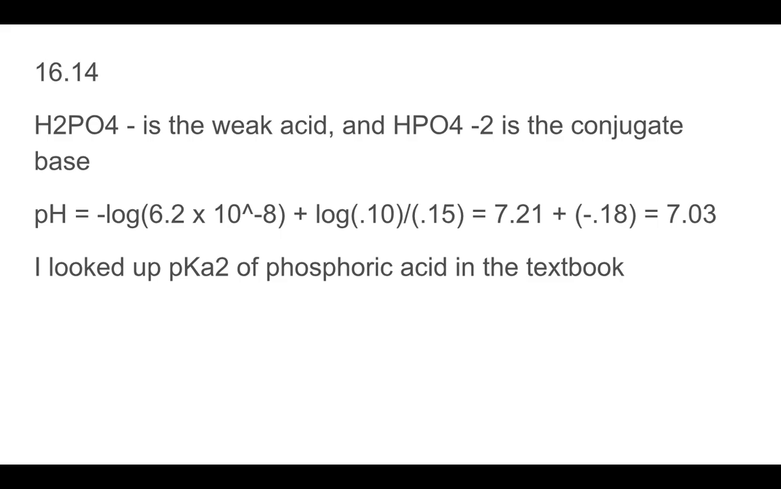16.14 gives a buffer which is composed of dihydrogen phosphate, a weak acid, and hydrogen phosphate or monohydrogen phosphate minus 2, the conjugate base of dihydrogen phosphate. So I went in the textbook and I looked up the Ka2 of phosphoric acid, and it was 6.2 times 10 to the minus 8. So the pH will equal the negative log of 6.2 times 10 minus 8 plus the log of 0.1 molar, the molarity of the conjugate base, HPO4 minus 2, over 0.15 molar, the molarity of the dihydrogen phosphate. So in the end, we have 7.21 plus negative 0.18, or a pH of 7.03. Notice the pH is lower than the pKa of 7.21 because we have more of the weak acid than we have of its conjugate base.